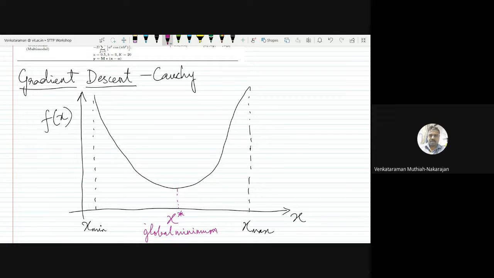Okay, how do we achieve that? We should search for the minimum. Cauchy's algorithm states that you start at some point, any point between x min and x max, and he assumed certain things about the function. The function is unimodal, meaning it has only one minimum and there are no other minima, and it is differentiable everywhere.